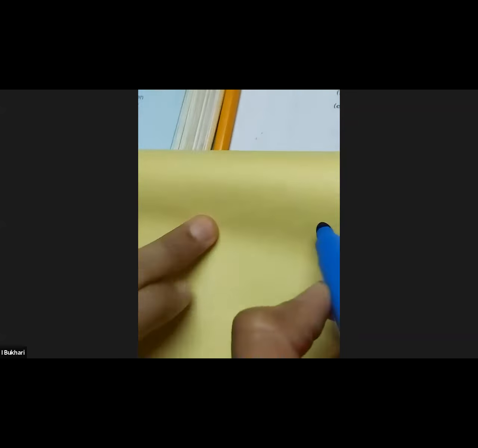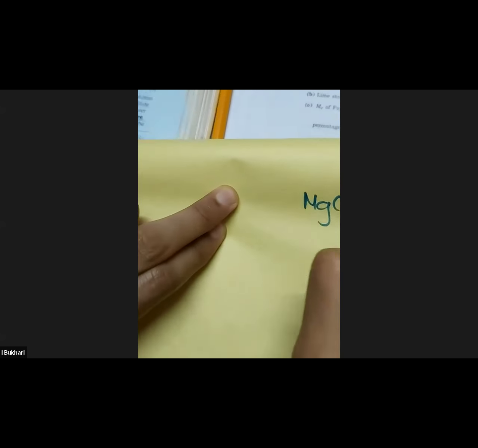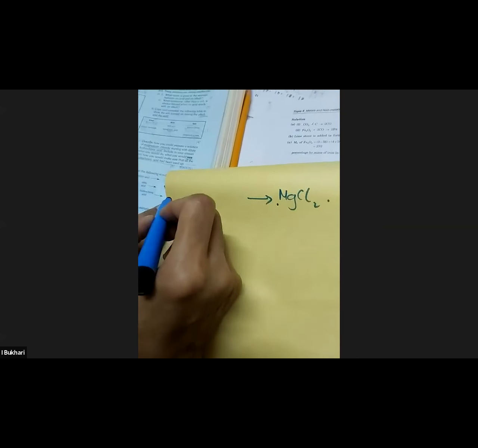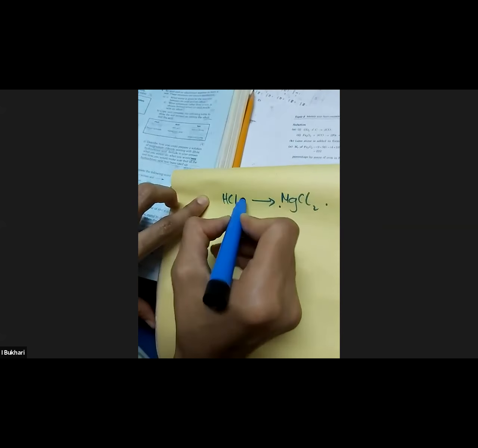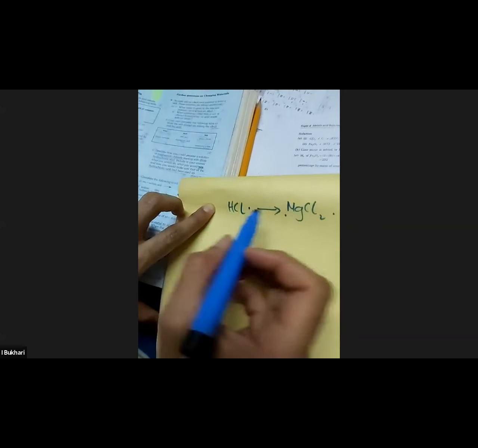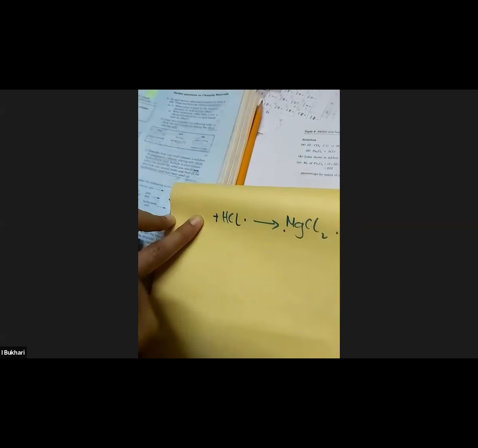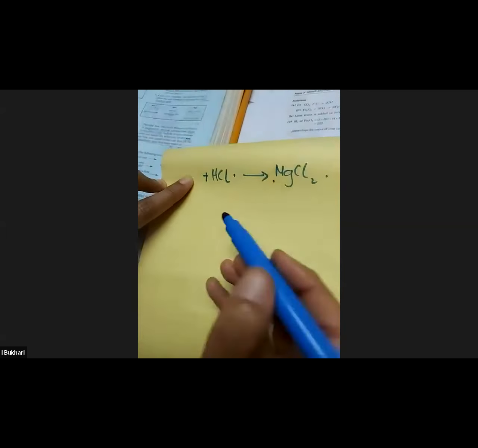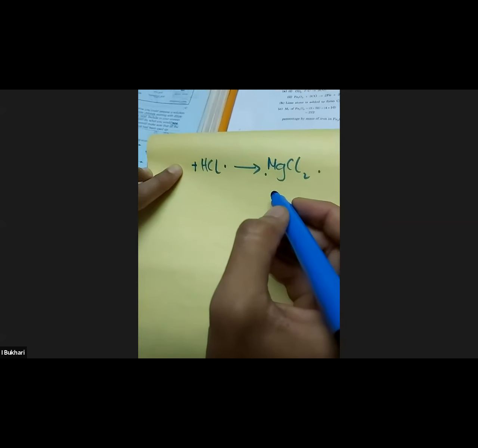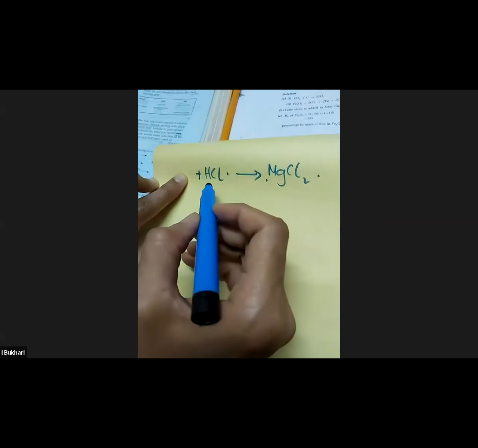Magnesium chloride, right? Prepare a solution of magnesium chloride starting with dilute hydrochloric acid. Include in your answer what you would do, what you would see, and how you would make sure that all the hydrochloric acid has been used up.